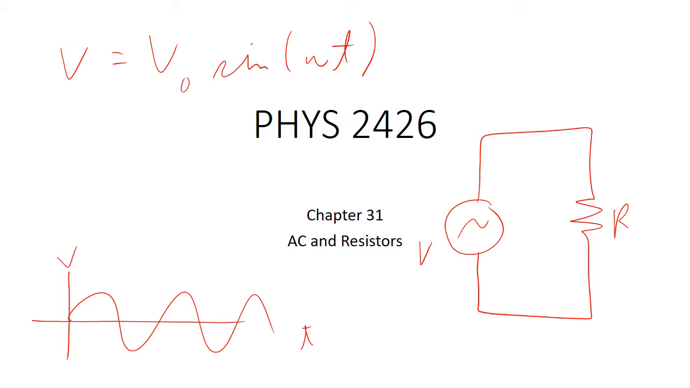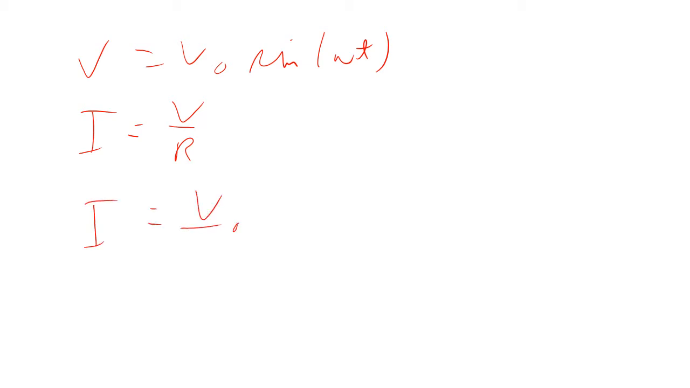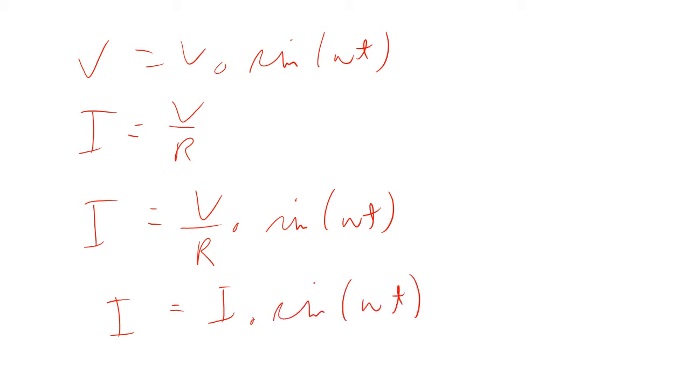And since we know that in the resistor V equals IR, then the current, I, is going to be equal to V over R. And so that means the current is also going to be sinusoidal. Say the voltage is V0 sine omega t. The current, which is just V over R, is going to be V0 over R sine omega t.